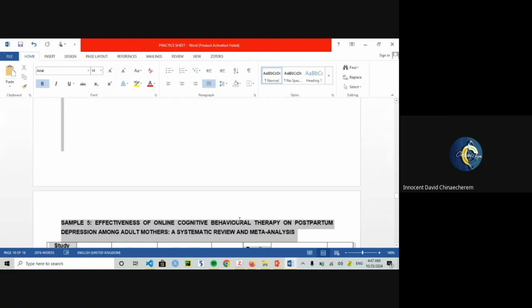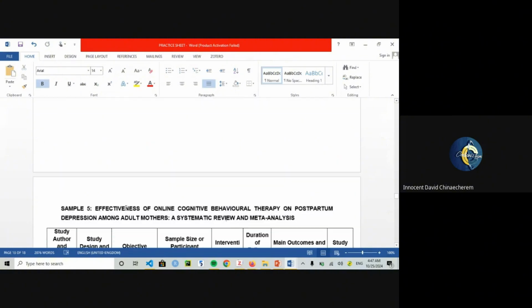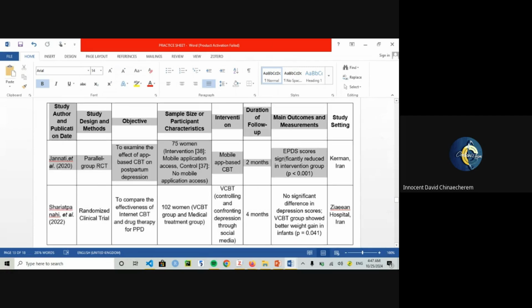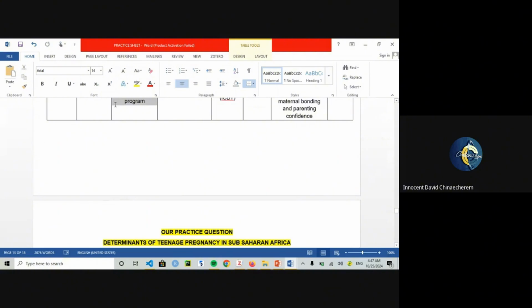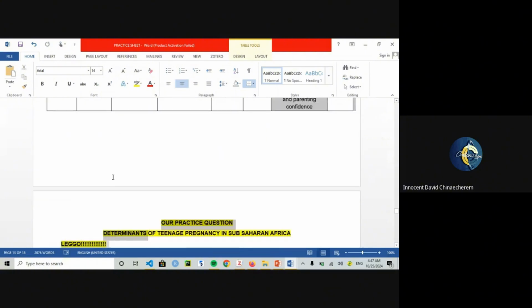We didn't stop there. We also showed another sample of the effectiveness of online CBT on postpartum depression. Remember that online CBT is different from physical cognitive behavioral therapy. And we showed some of the information that could be assessed. This talked about app-based, video-based, internet-based, and all that.